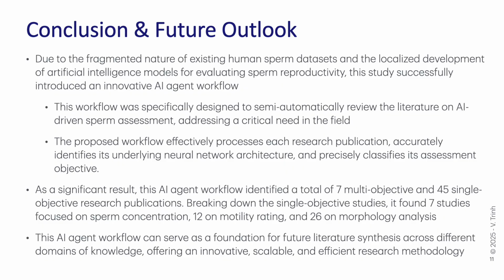As a significant result, this AI agent workflow identified a total of 7 multi-objective and 45 single-objective research publications. Breaking down the single-objective studies, it found 7 studies focused on sperm concentration, 12 on motility rating, and 26 on morphology analysis. This AI agent workflow can serve as a foundation for future literature synthesis across different domains of knowledge, offering an innovative, scalable, and efficient research methodology.